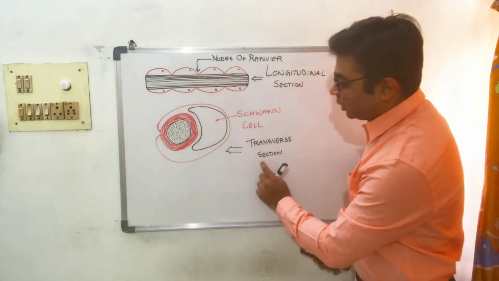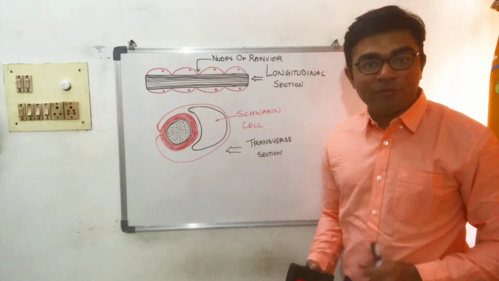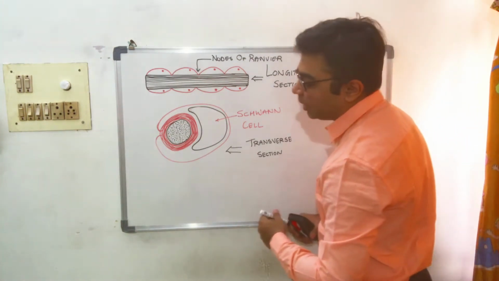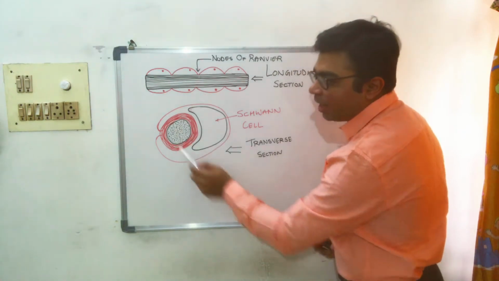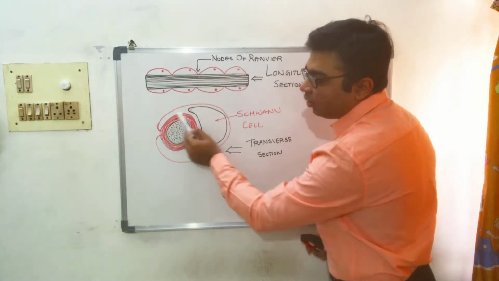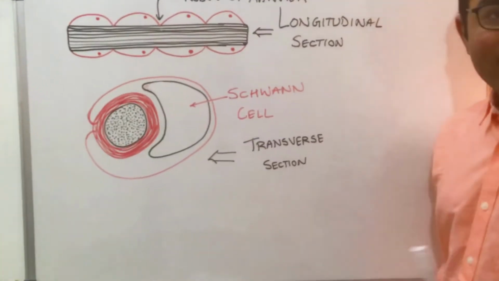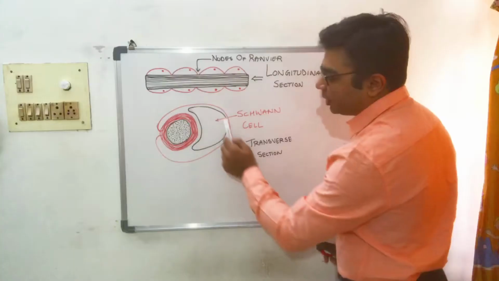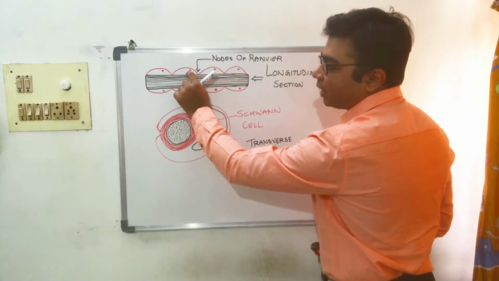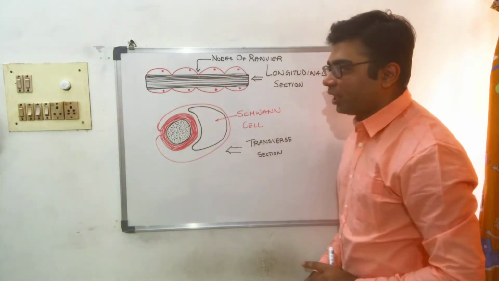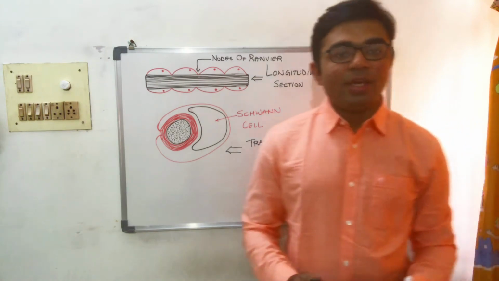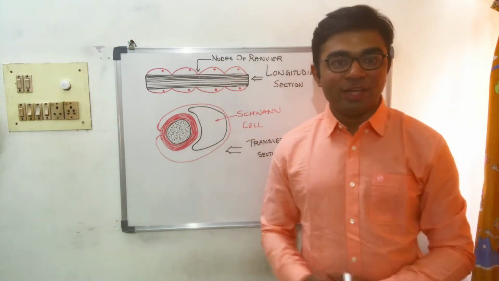And if you see the transverse section of a peripheral nerve, this much area is of the axis cylinder, and there are multiple concentric layers of the myelin sheath. And the Schwann cells, as you can see in the longitudinal section, actually appear like this when we see the transverse section. So this was all about the structure of a peripheral nerve.